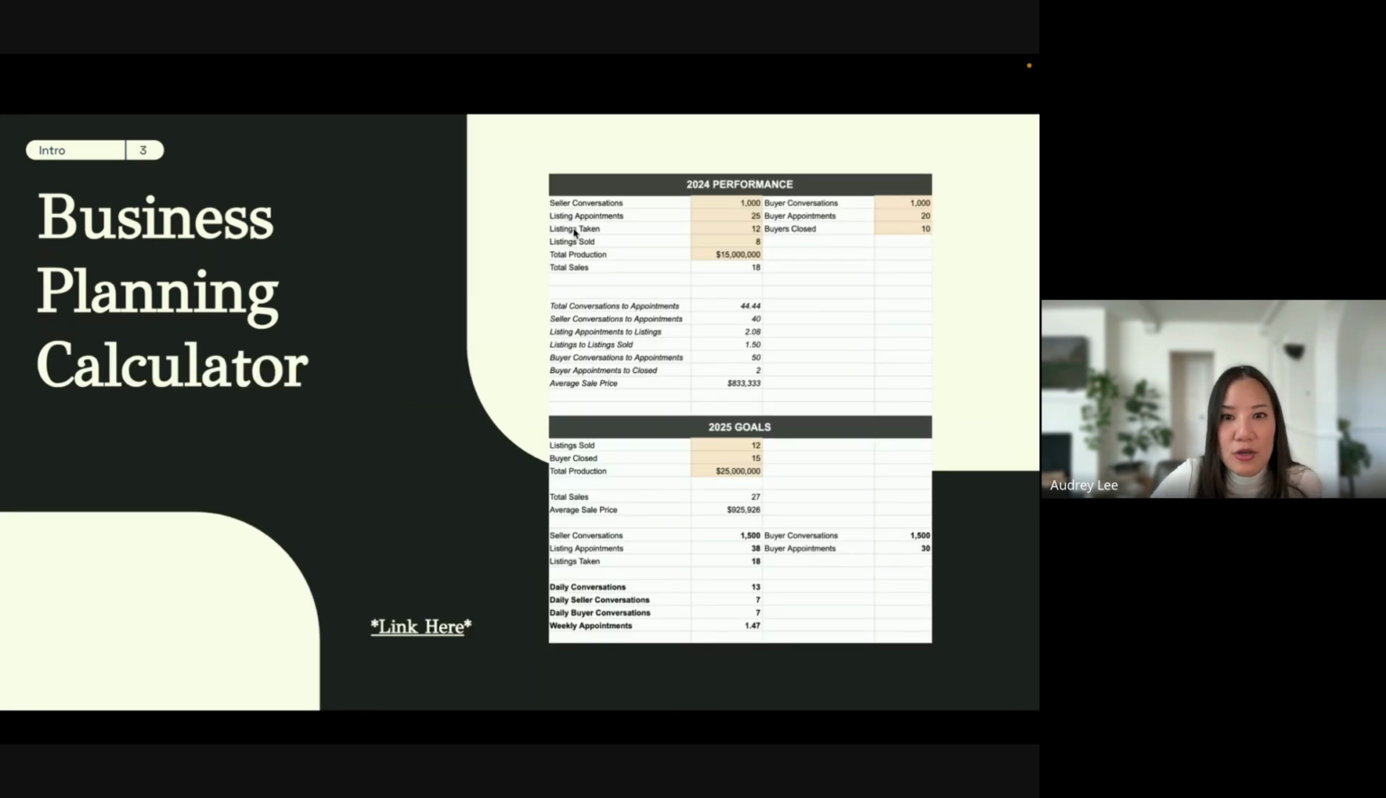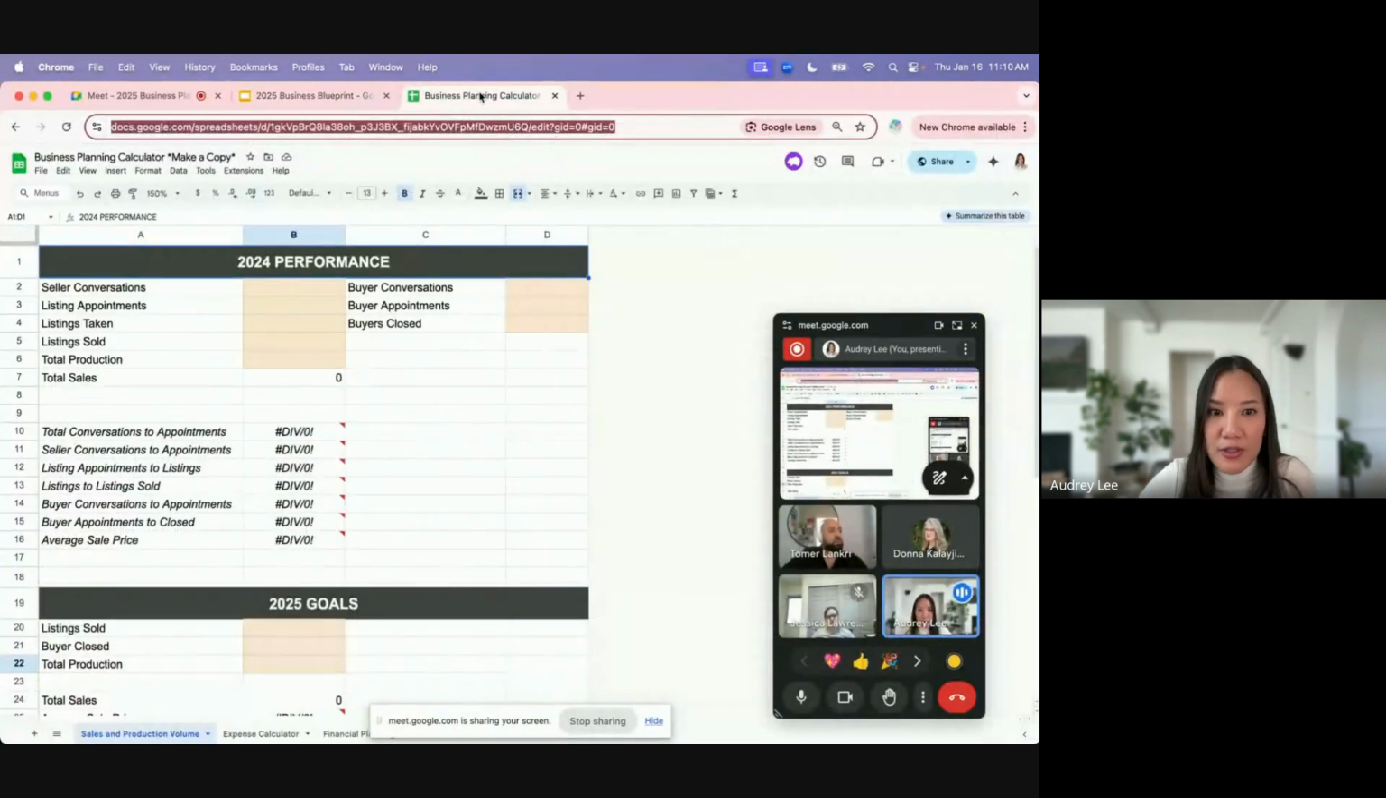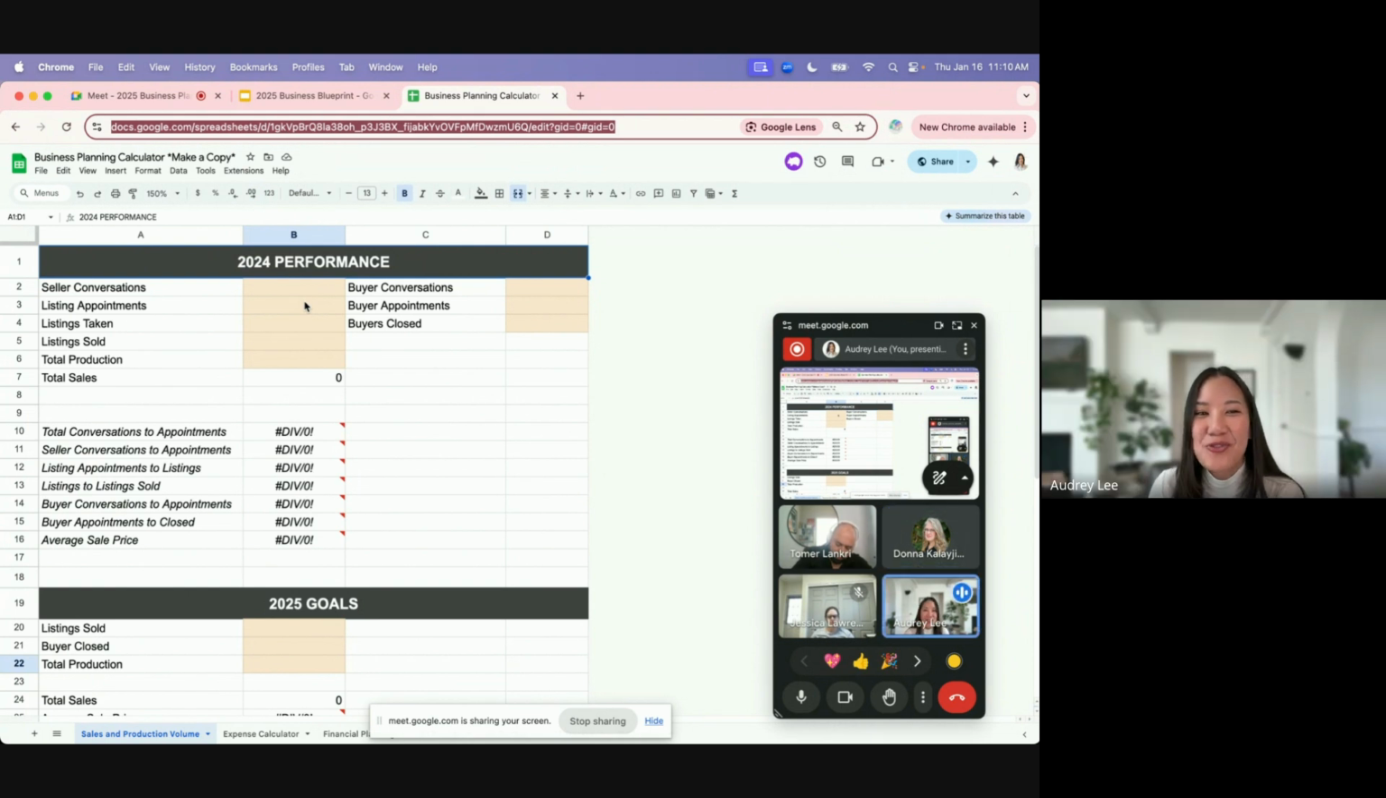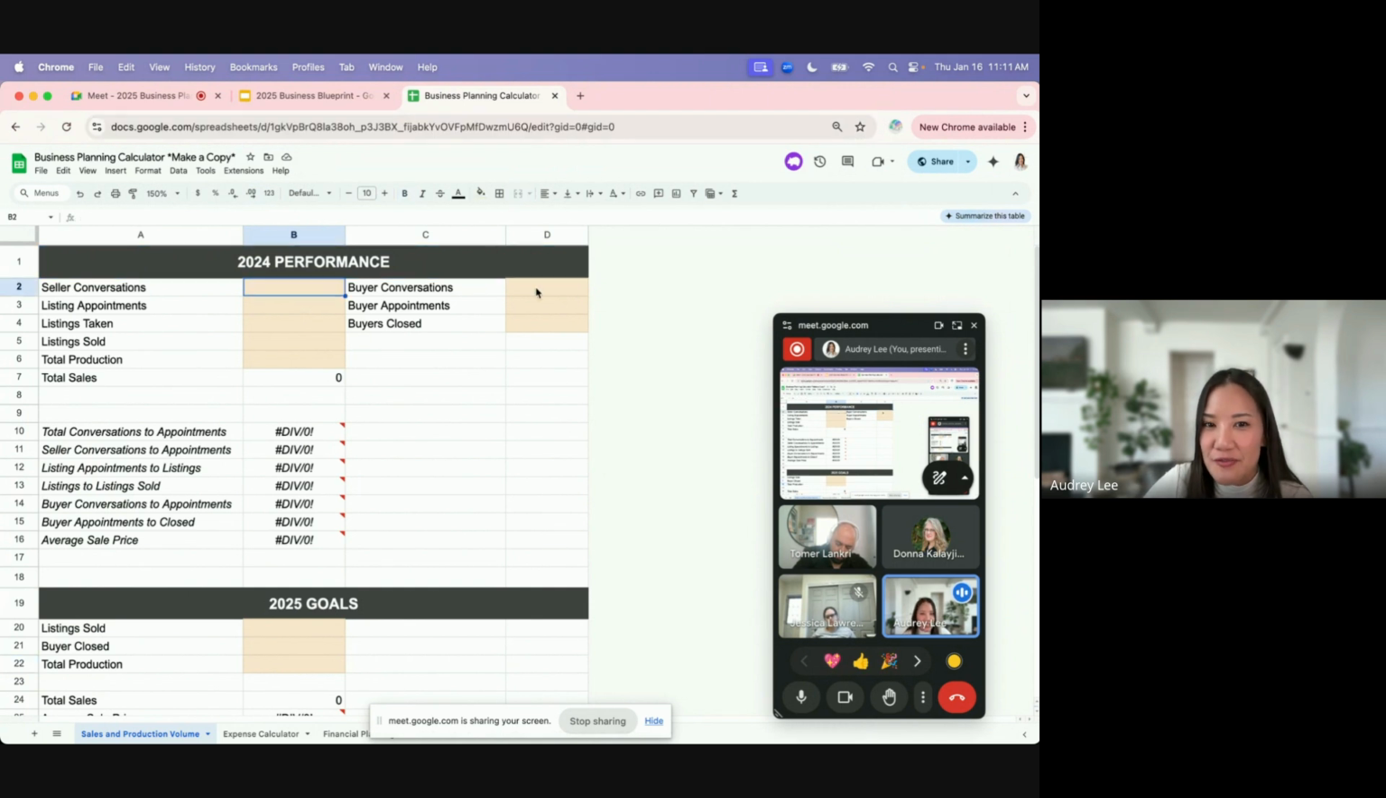Okay, so if we go over the calculator together, everything in orange is basically what you're going to fill out. So Tommy and Donna, do you happen to have record of how many conversations you had in the last year? Is that something that you track? Conversations, no. No, but appointments? Yes. Yeah, okay, cool. You don't necessarily need to have the conversations filled out. It's just helpful because it gives you a daily target of how many people you need to speak with.